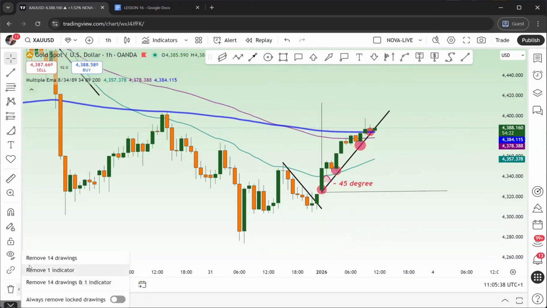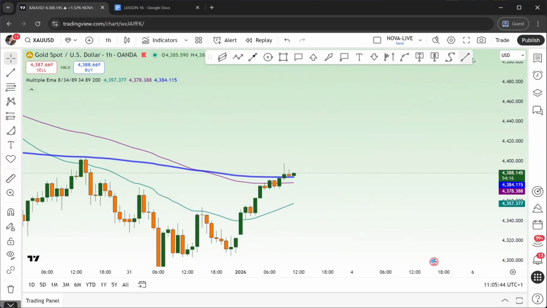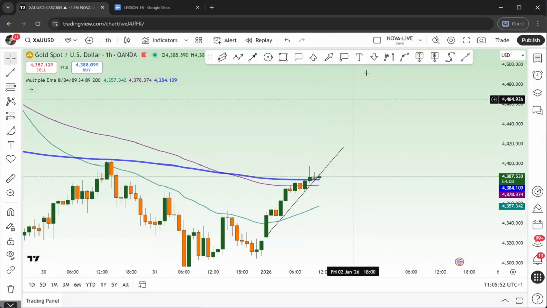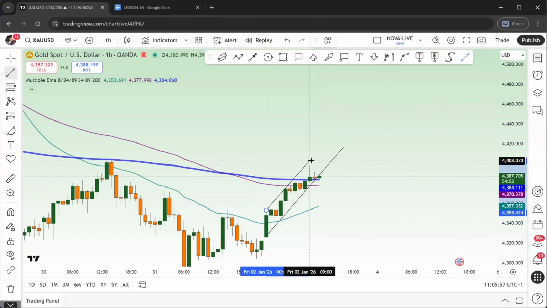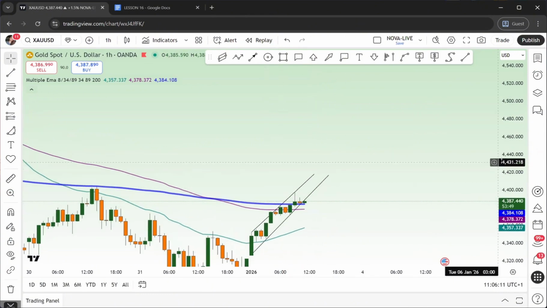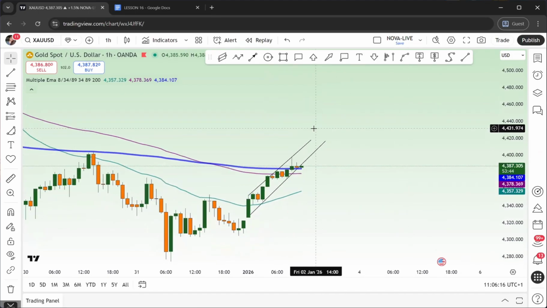I will delete all these drawings to make our chart simpler. I will redraw this trend line for you to observe it easily on the chart. I will also draw the upper trend line, which needs to cross at least three pivot points. This forms a channel, or actually it's not a triangle at all.